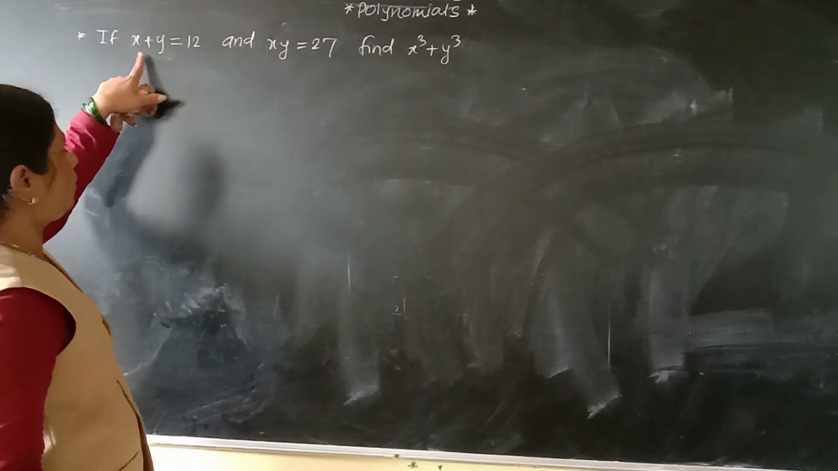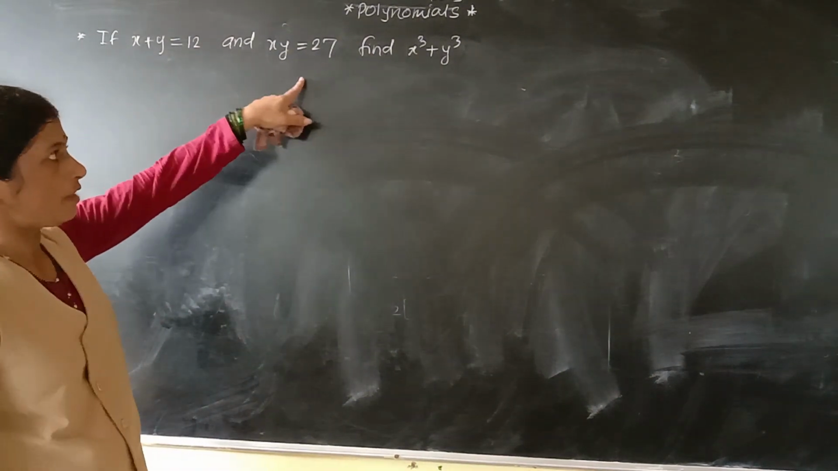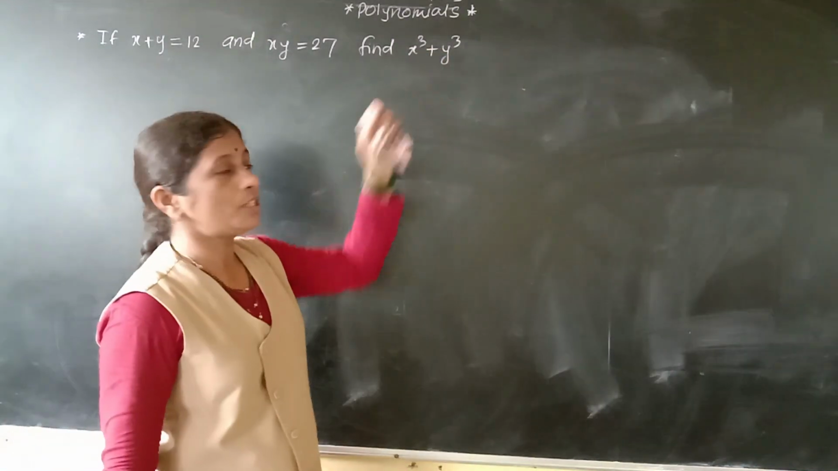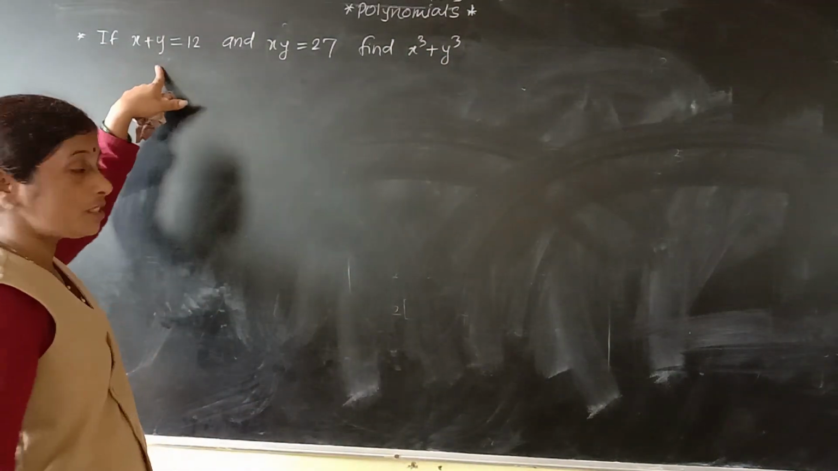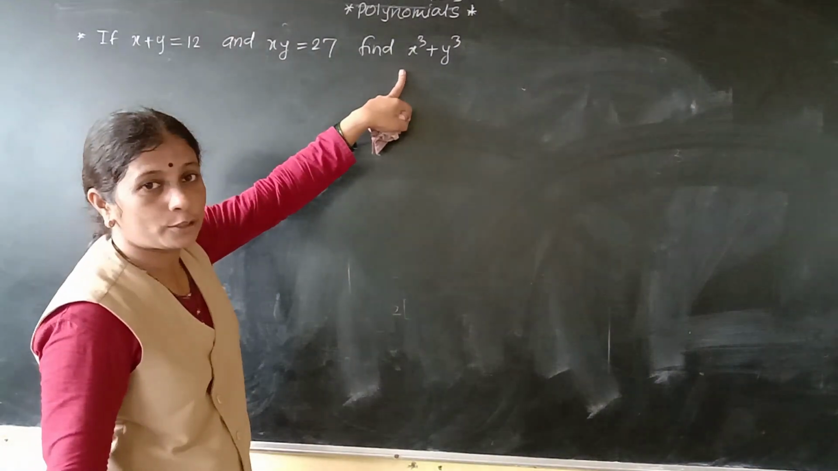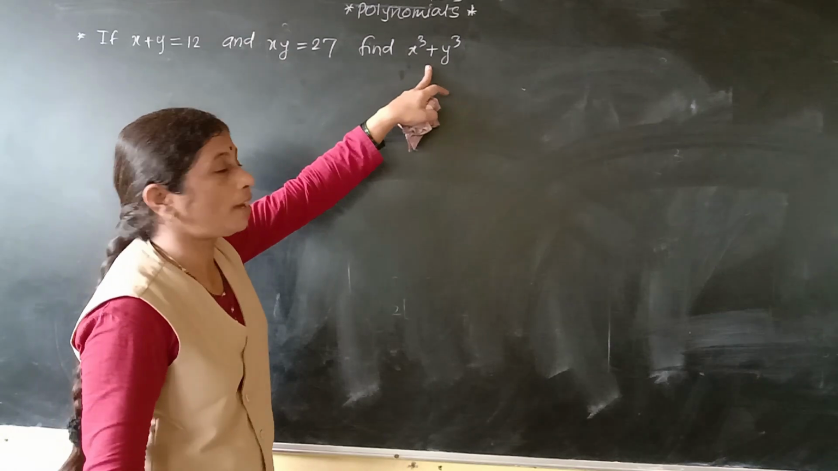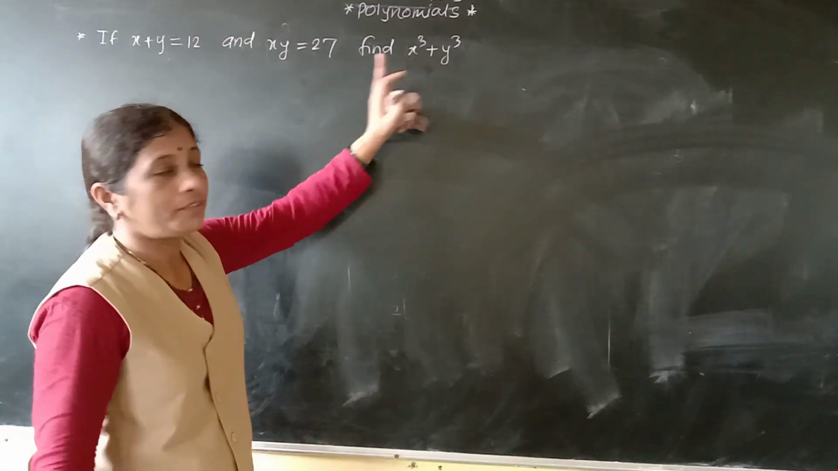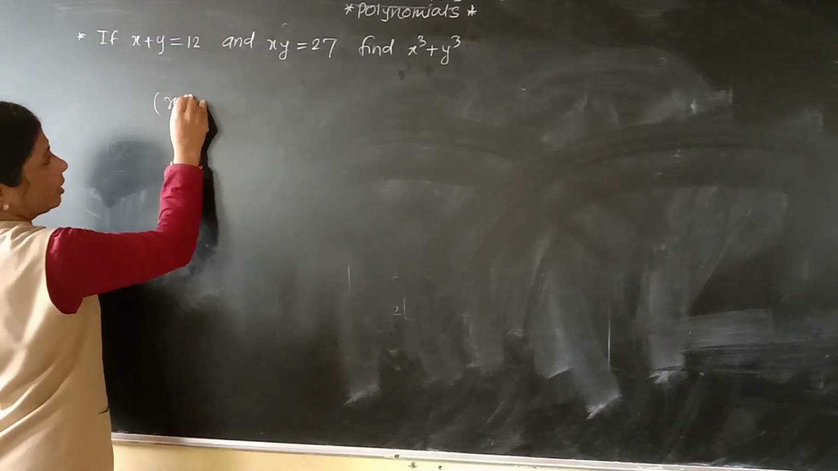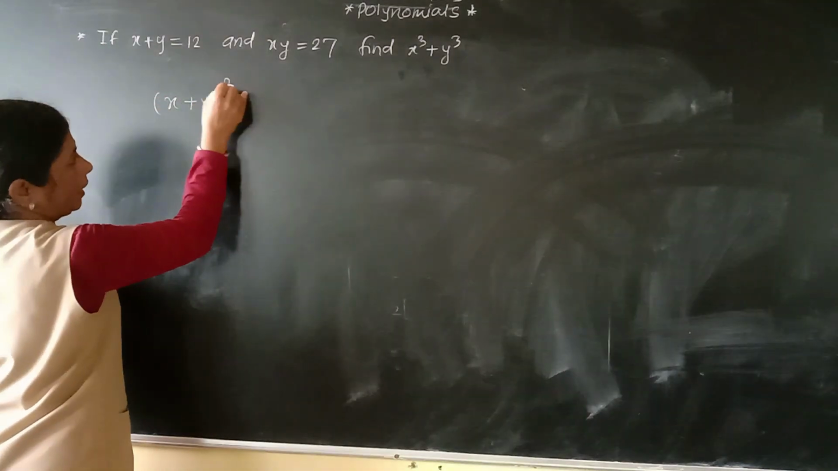Next example: if x plus y equals 12 and xy equals 27, find the value of x cube plus y cube. Okay, so here x plus y is given and xy value is given, and you have to find x cube plus y cube. Means if the positive sign is there, then which identity will we use? The (x plus y) bracket cube identity.